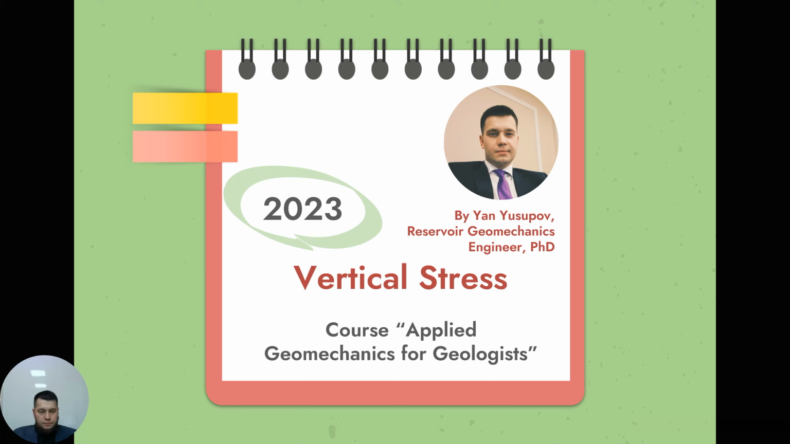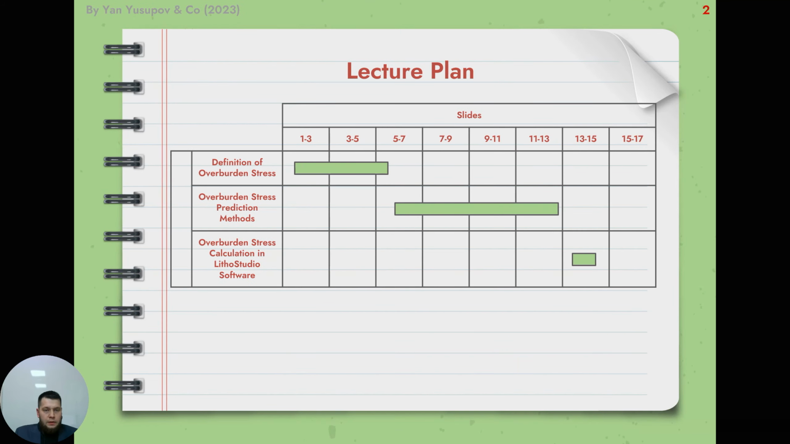Good afternoon, everyone. Today we will be continuing our course Applied Geomechanics for Geologists, and we will talk about vertical stress. This is our lecture plan. It includes 3 topics. Let's go to topic number 1: the definition of overburden stress.